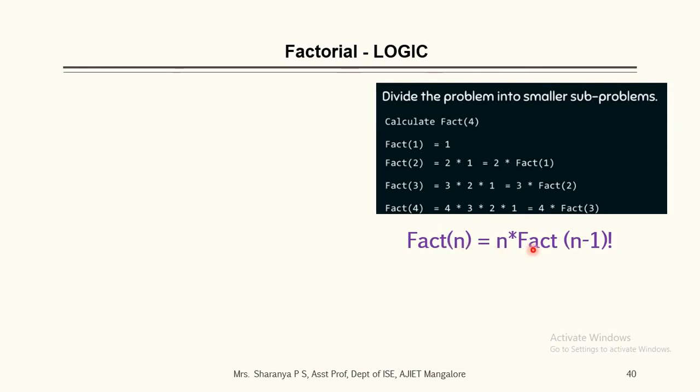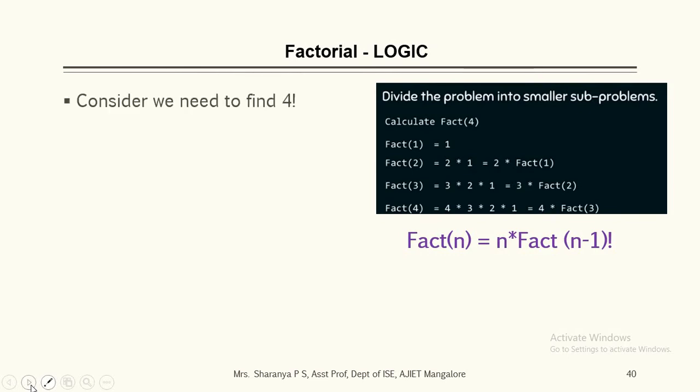By discussing this, we can conclude one point: factorial of a given number n is nothing but n into factorial of n minus 1. Here we are calling once again the same function factorial, referring to the previous iteration. That is factorial of n minus 1, one factorial less than what we are currently finding the factorial of. This is what we have considered as dividing the problem into subproblems.